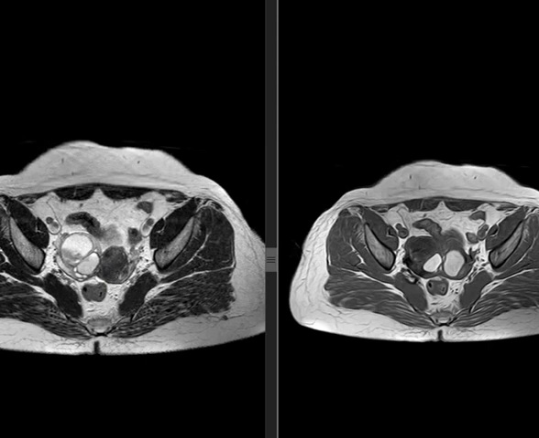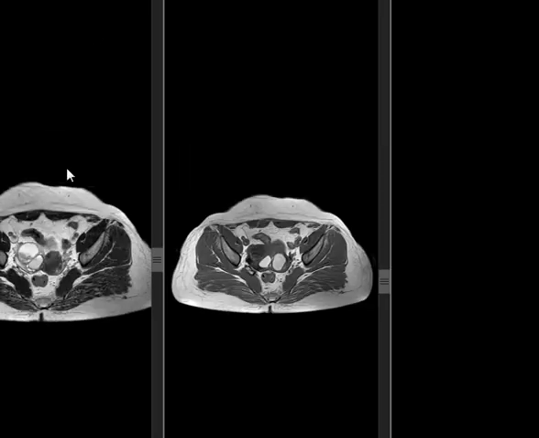Excellent. So, what else do we need? Fat sat. We need fat sat. Exactly. Let's do it. Just give me the mouse, please. It's easier for me.